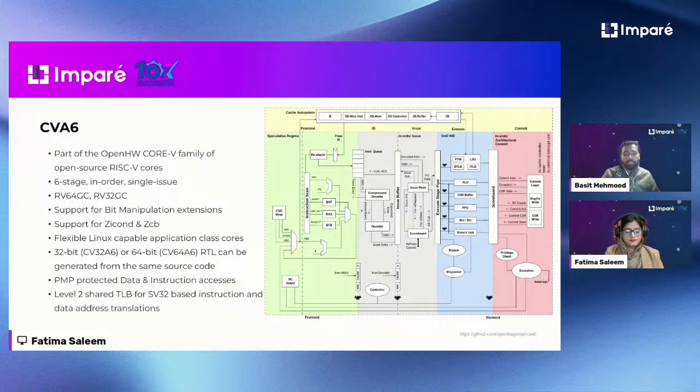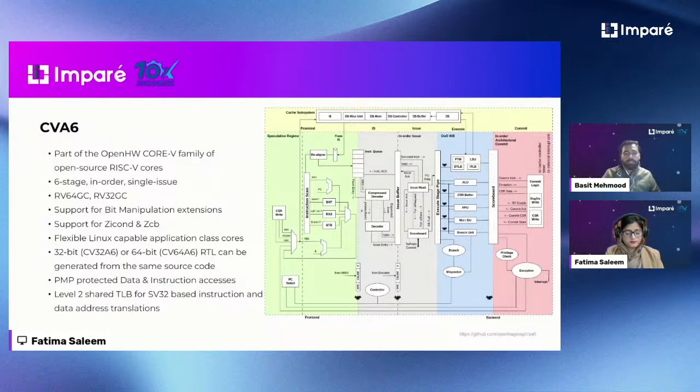A standout feature is the ability to generate 32-bit or 64-bit RTL code from the same source code. This allows developers to tailor the code to the specific requirements of their target systems. For enhanced security, the CVA6 implements PMP physical memory protections, which safeguard both data and instruction accesses. This ensures a secure and controlled environment for sensitive information.